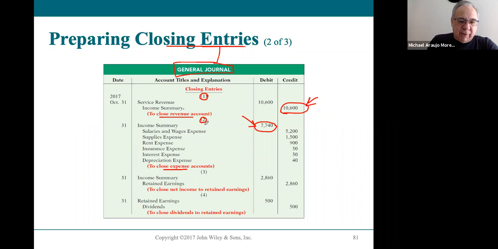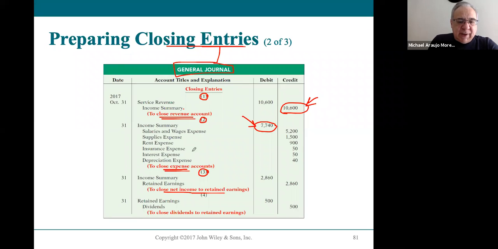But now look what we've done. The first 2 steps are over. We've already closed our revenue and expense accounts. Now we can close our income summary account. We no longer need it now that we've closed revenue and expenses. Now we can move that into retained earnings. So we close the income summary account, which is simply the net profit.